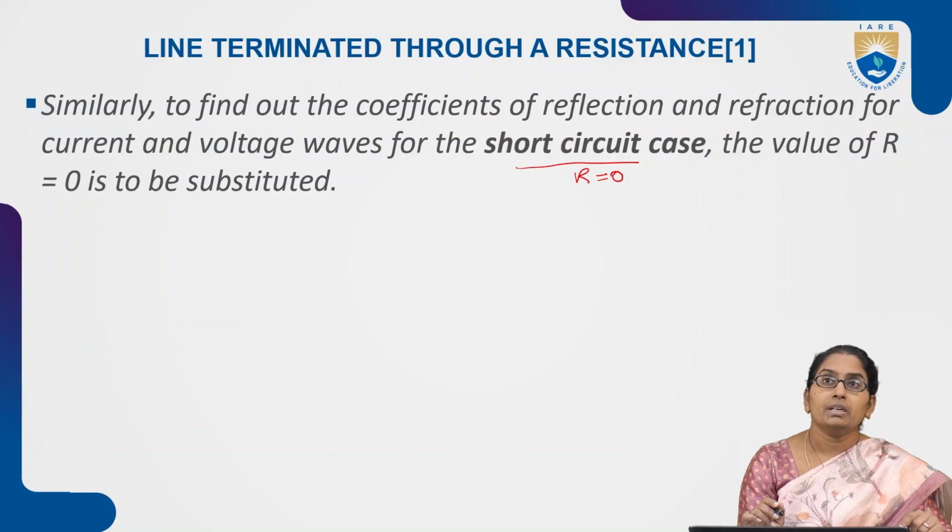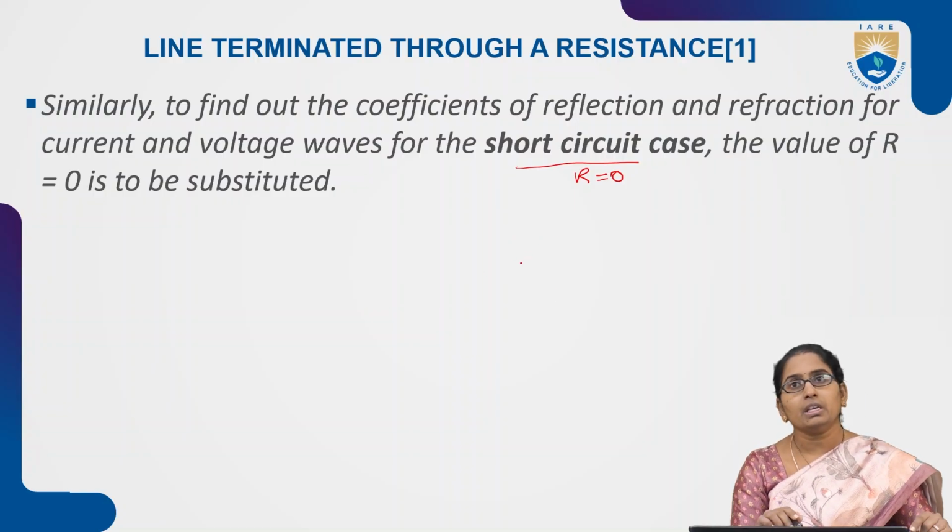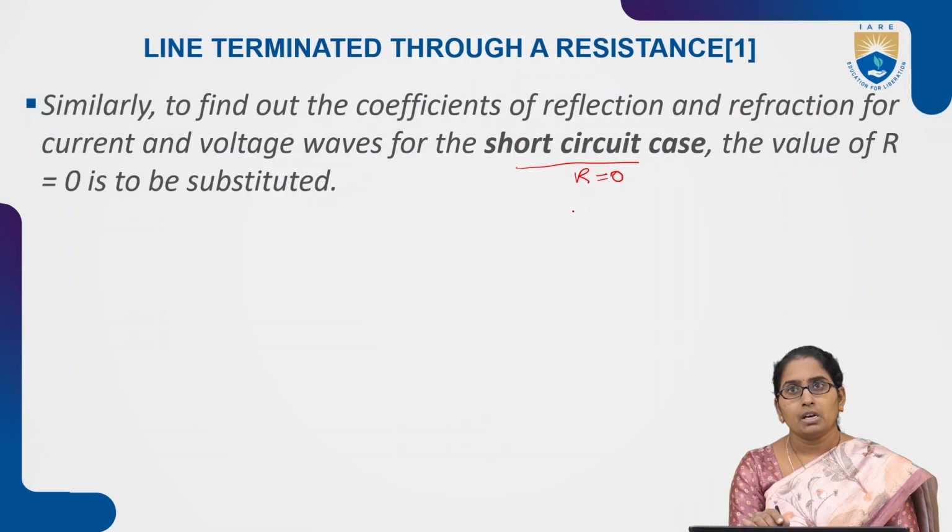We already know the behavior of both the voltage and current waves in the short circuit case. Whenever the voltage reaches the receiving end, the voltage becomes 0. That means it is reflected back with a negative sign. So the coefficient of reflection for voltage is minus 1, and for current it is plus 1. And the coefficient of refraction for the current wave is 2, and for voltage it is 0. We can check in a similar manner using the equations, substituting the R value 0.